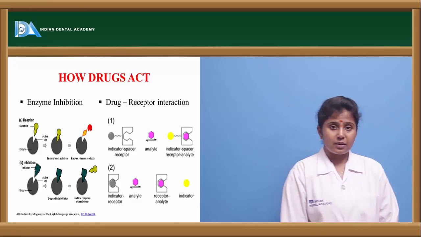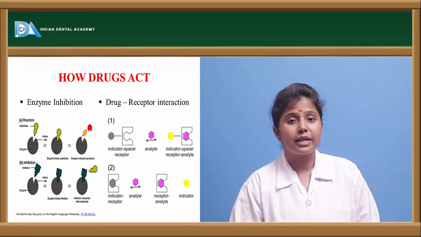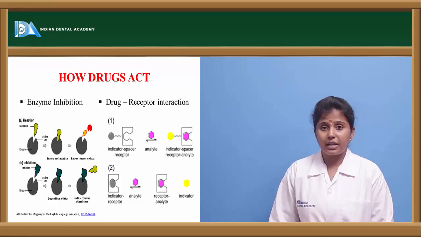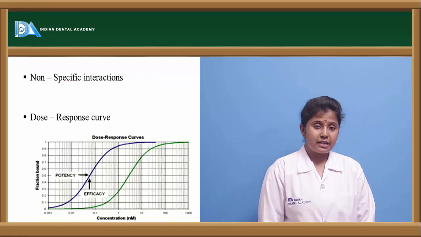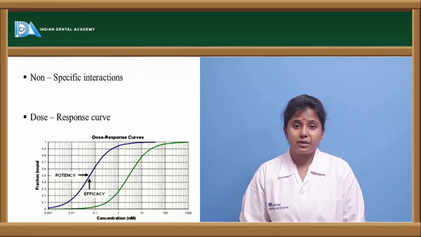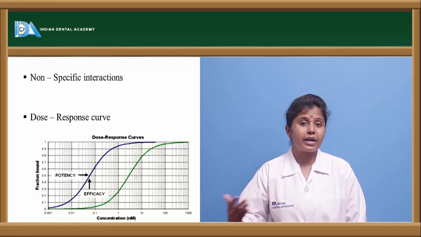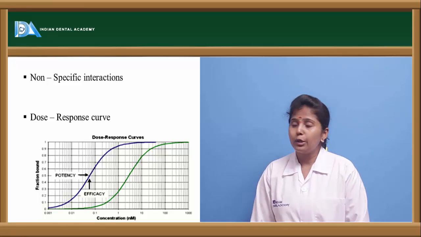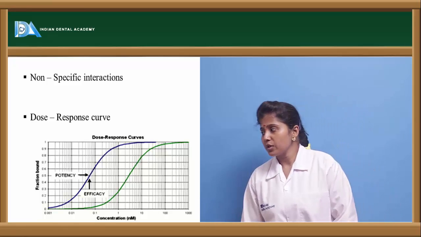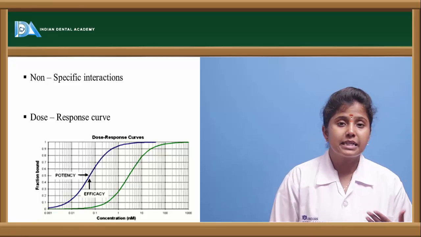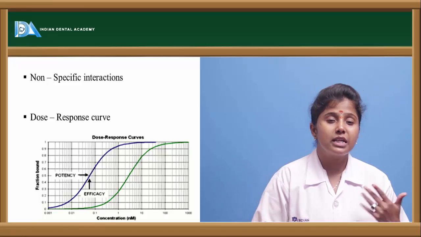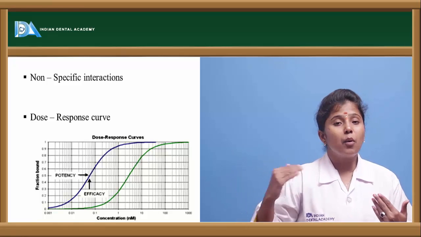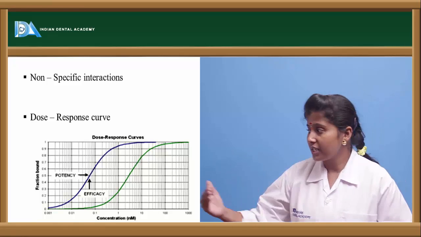The other is drug receptor interaction. Here the drug binds to the receptor, interacts with it, and thereby shows various effects. Non-specific interactions are those where the actions are exhibited through ion channels. The drug binds to the ion channels and indirectly alters body functions. And the dose response curve is a graph plotted against activity and concentration. As the dose increases, the potency or activity of the drug increases.